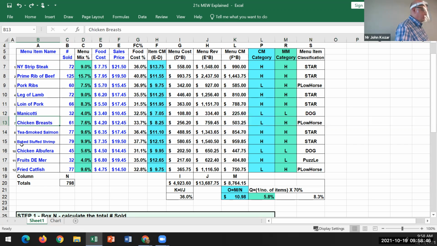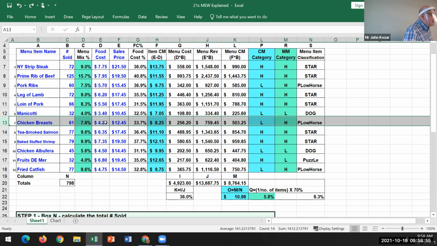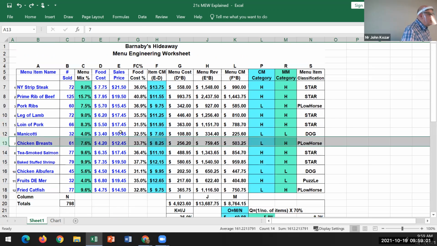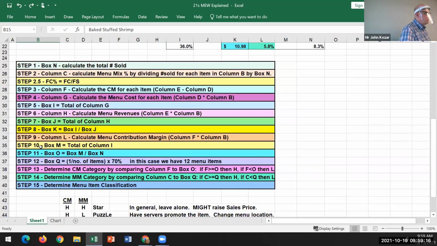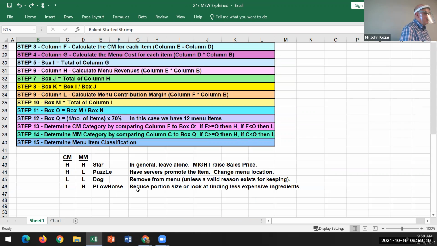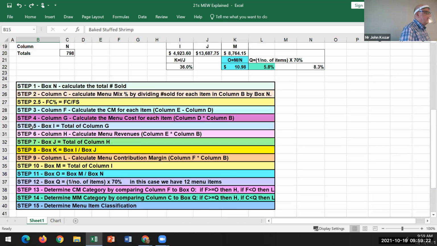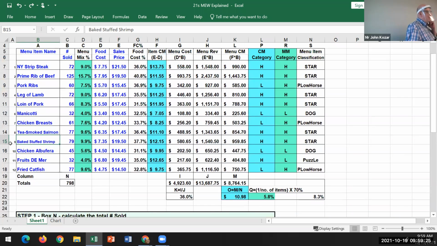So, if we're serving 2 full chicken breasts on a plate, and that's costing us $4.20, and we're selling this for $12.45, maybe that's too much chicken. If we see people ordering go boxes, it could tell you your portion size might be too big. You look for less expensive ingredients, and it depends on your menu item.